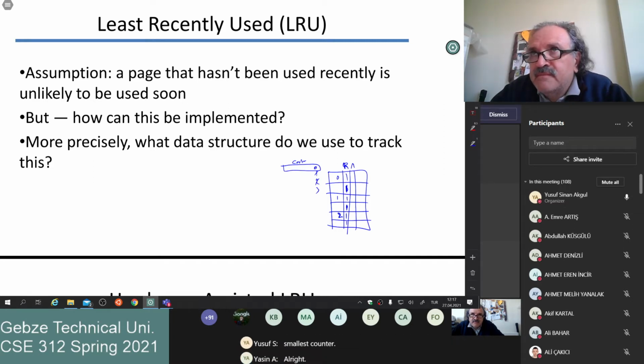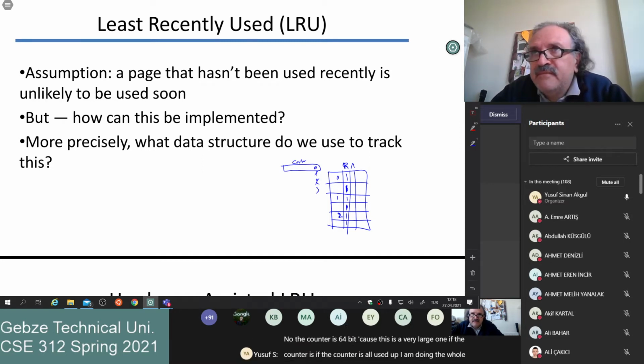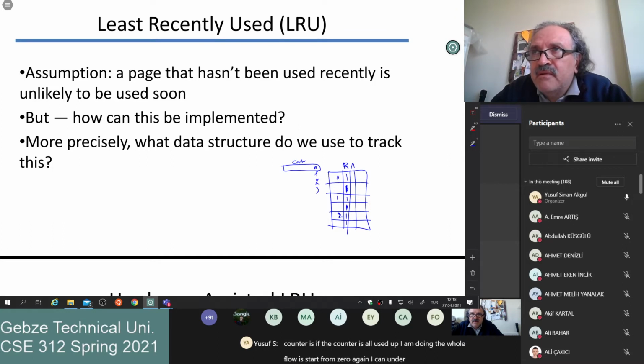Is this about the size of the counter? No, the counter is a 64-bit counter. It's a very large one. If the counter is all used up, I am doing the overflow. I start from zero again. I can handle it, no problem.